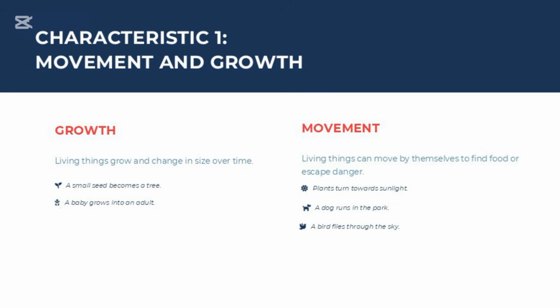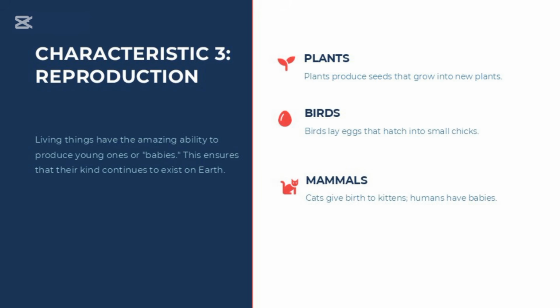Overall, movement and growth are essential traits that help living things survive and thrive in their environments. These characteristics connect to the bigger picture of how all living things are constantly changing and adapting to the world around them. Now, let's talk about one of the most fascinating characteristics of living things: reproduction.